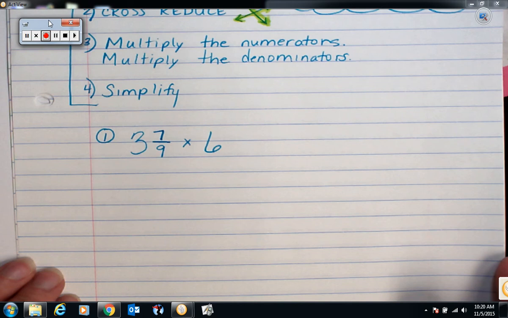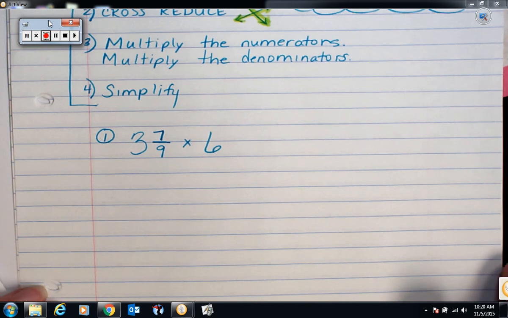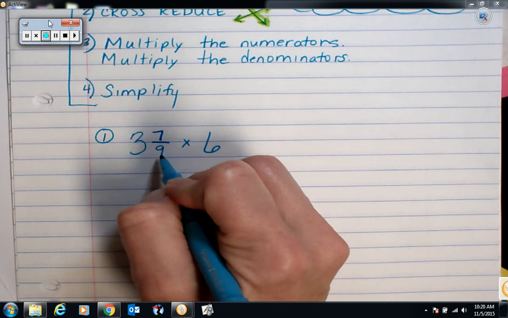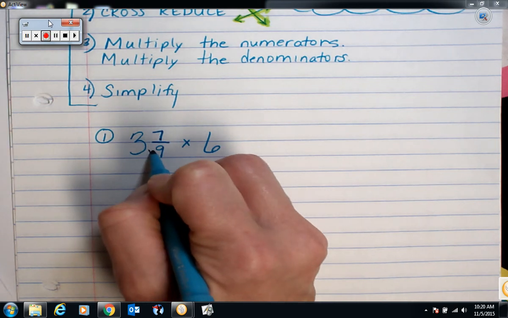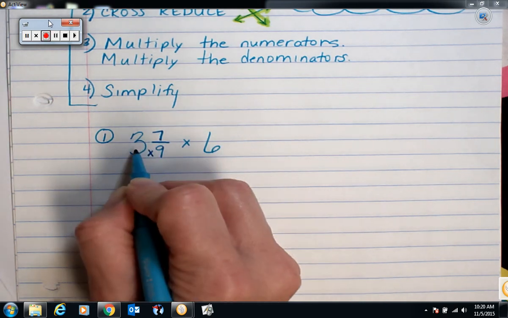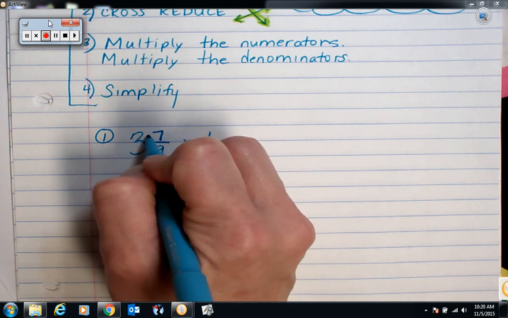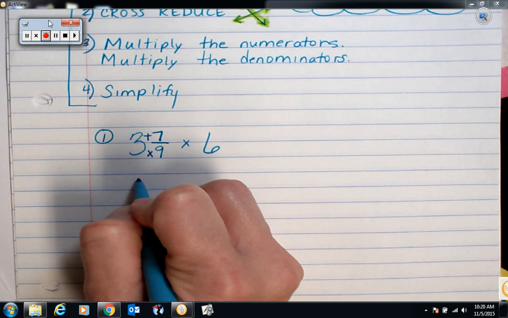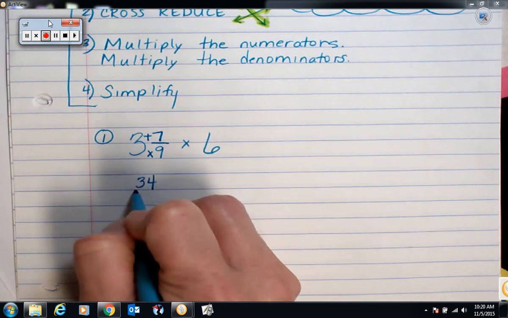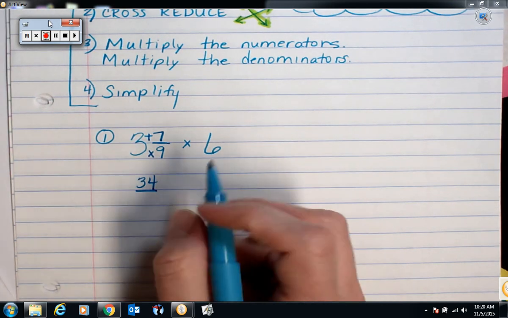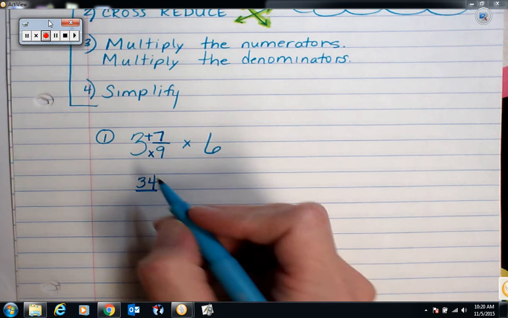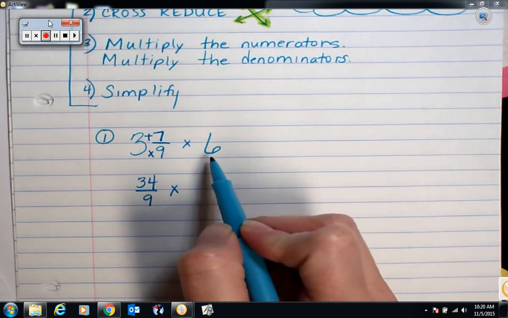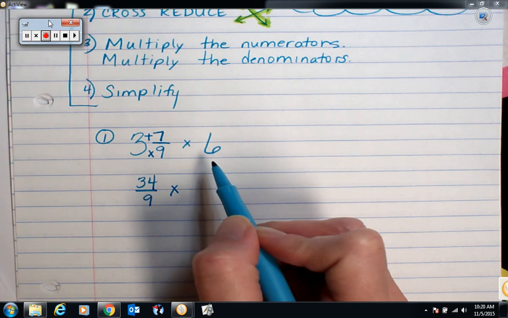So the first thing I need to do is change 3 7/9 into an improper fraction. So I want to start with my denominator, 9, multiply it times the whole number 3, which is 27, and then add 7 onto that, which makes 34. So now I have 34, and I want to keep the same denominator that I had before, so that would be 34 ninths times, and I want to change 6 into an improper fraction as well.